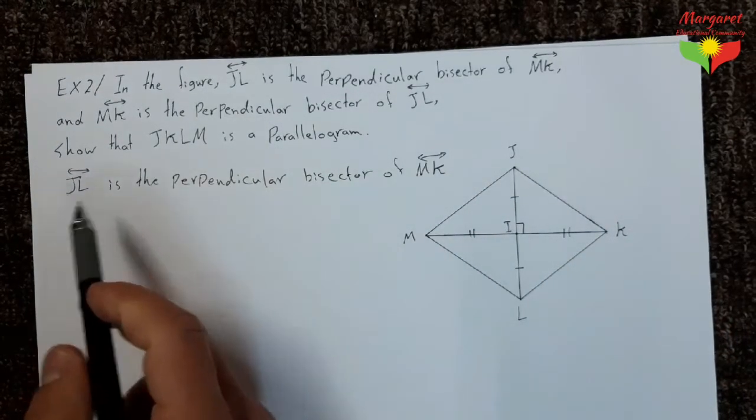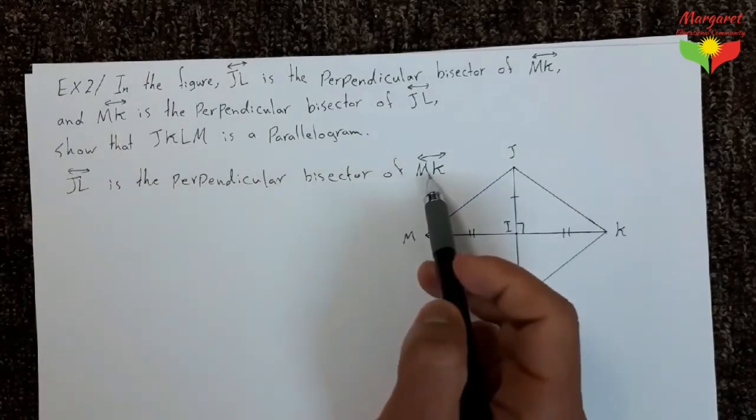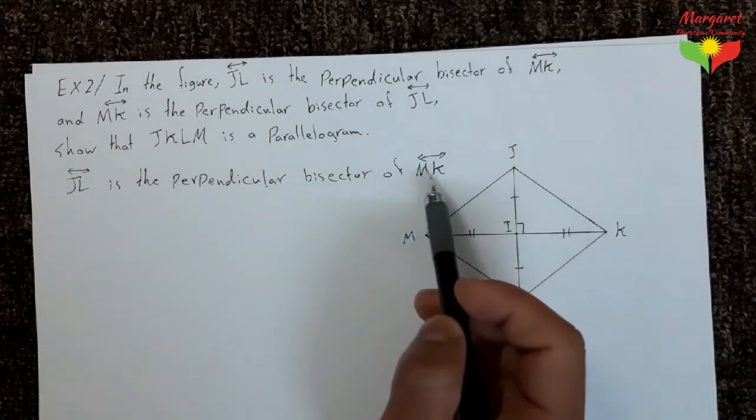Since JL is the perpendicular bisector of MK, so JL passes through its midpoint.